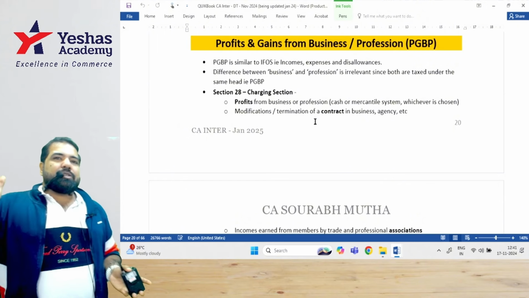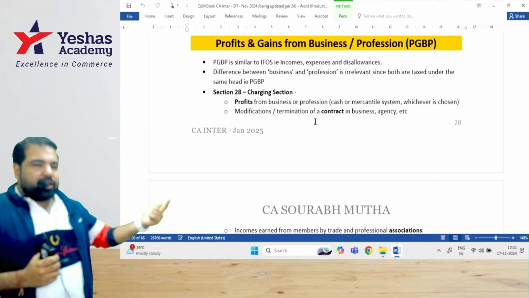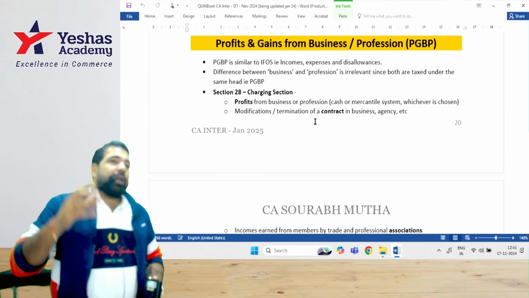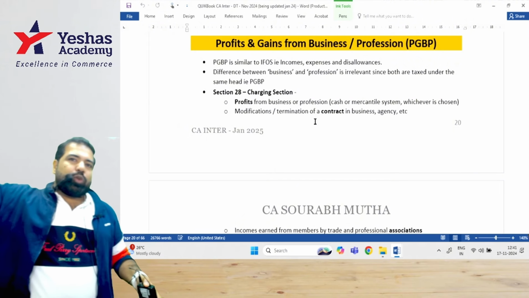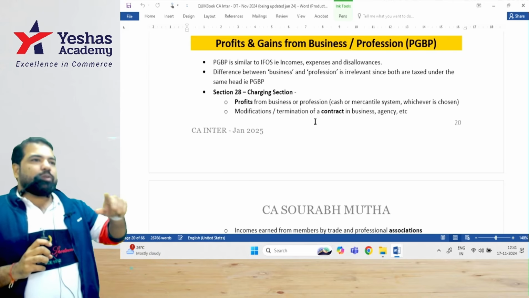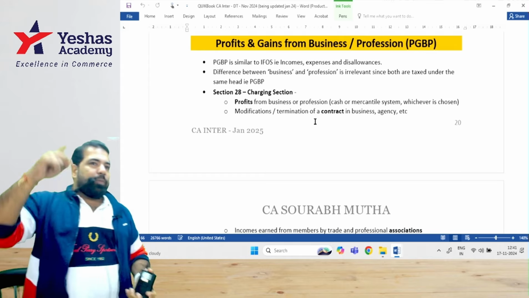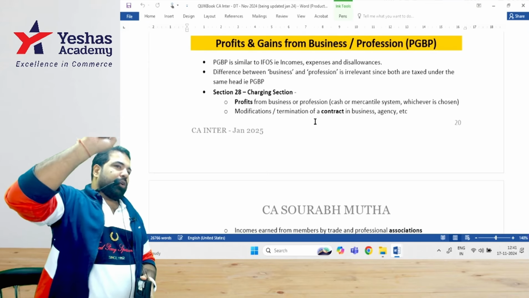In PGBP, guys, is it similar to IFOS? Yes. We have incomes, we have deductions, and we have disallowances. But in the exam, it's an indirect way of asking. They'll give you a P&L account. Will they give you incomes? And they'll give you expenses and they'll give you net profit. You will start with what? Net profit. And then you will make adjustments, which I call as Diwali Safai. If it does not belong to PGBP, what will you do?